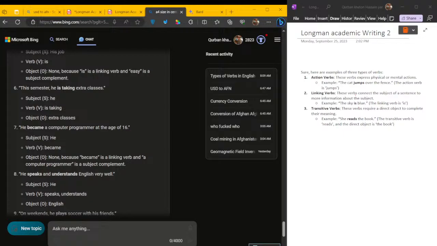If it is a thing, something, or someone that receives the action, then it becomes an object. Otherwise, this becomes a subject complement. He became a computer programmer. So he became a computer programmer. That becomes a complement for him.